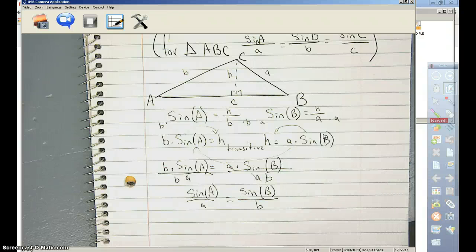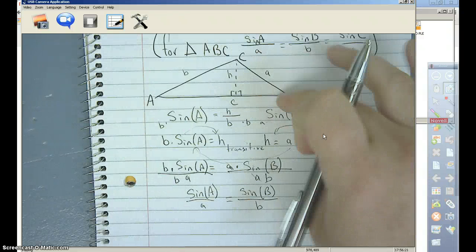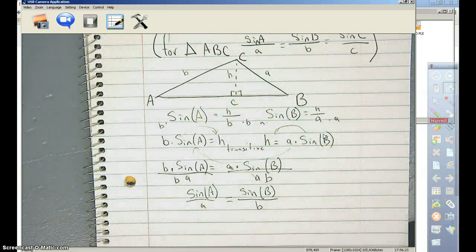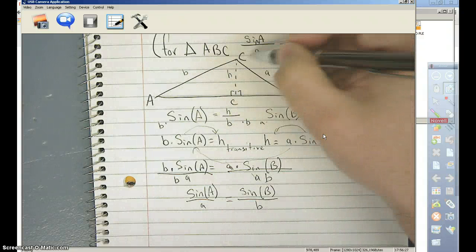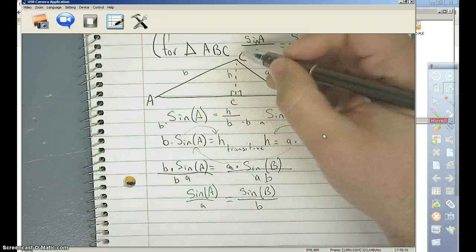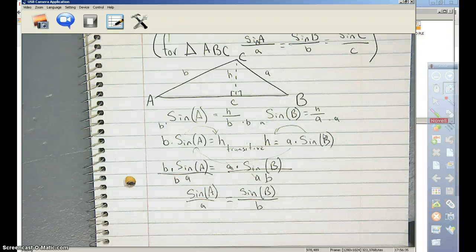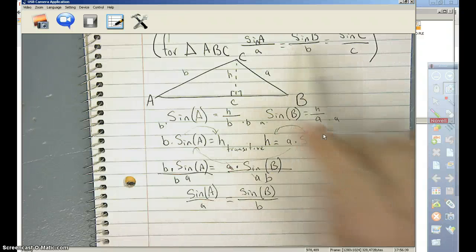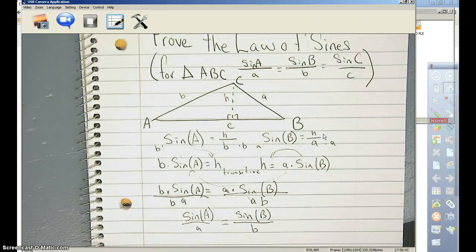I don't have to repeat the logic because it would be simple enough to do, but A, B, and C were just generic sides, so the same holds true. If I had drawn my altitude here, we could have done the same thing for C. So that's really how we can prove it, and that is your proof of the law of sines.